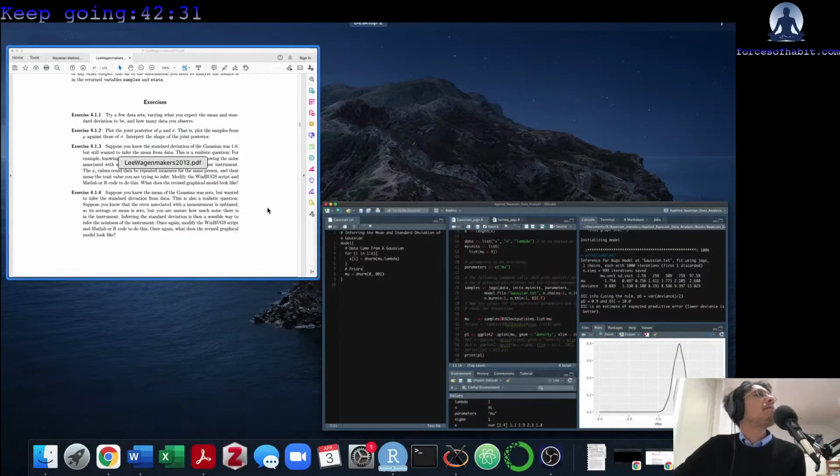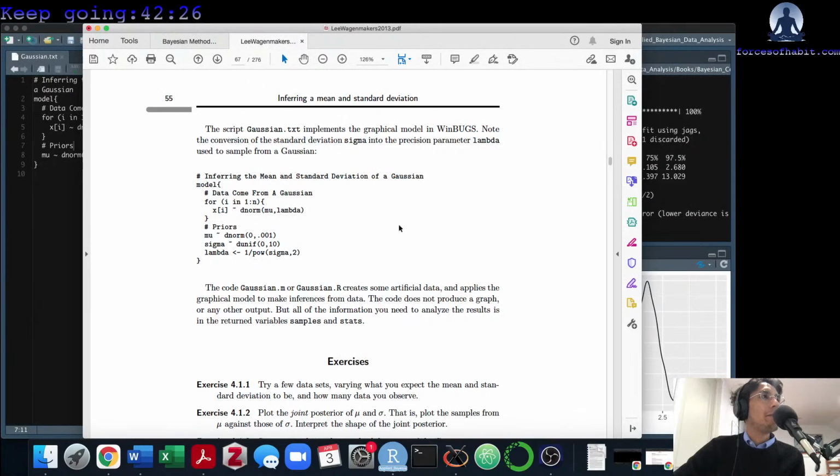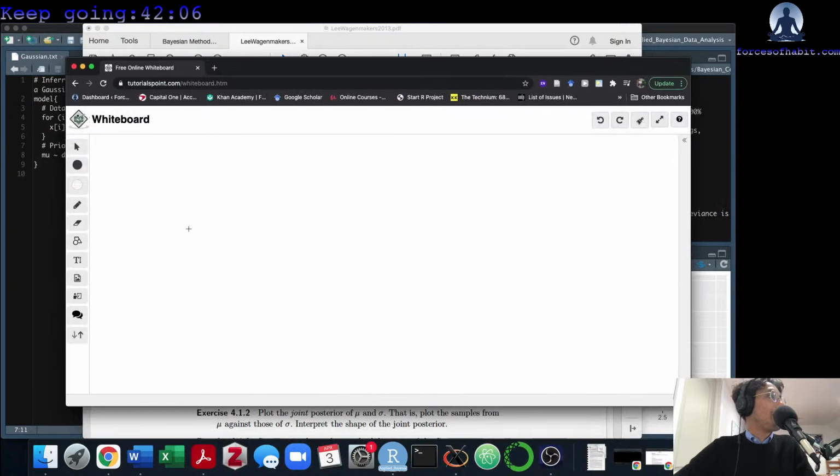Also, the graphical model, then. Well, actually, it would be cool if I could whiteboard it. I don't really have a cool whiteboard feature, but I guess I could make a note. I just Googled whiteboard. All right, we could try to draw it. It's pretty simple. It's just going to be mu pointing to X.